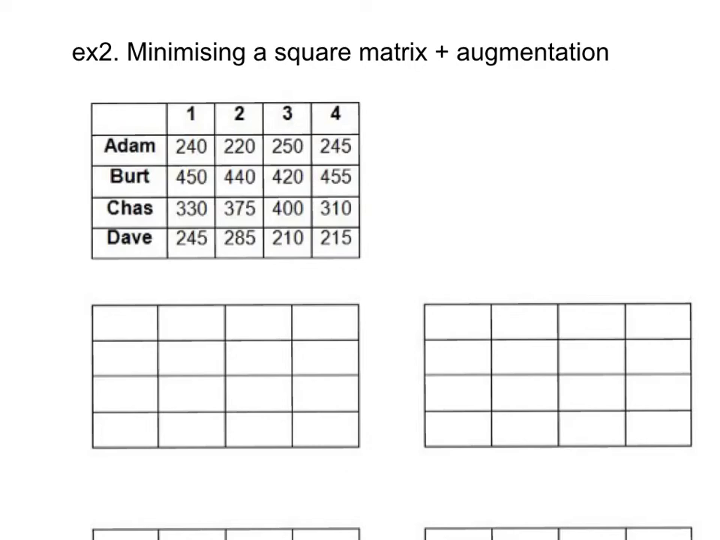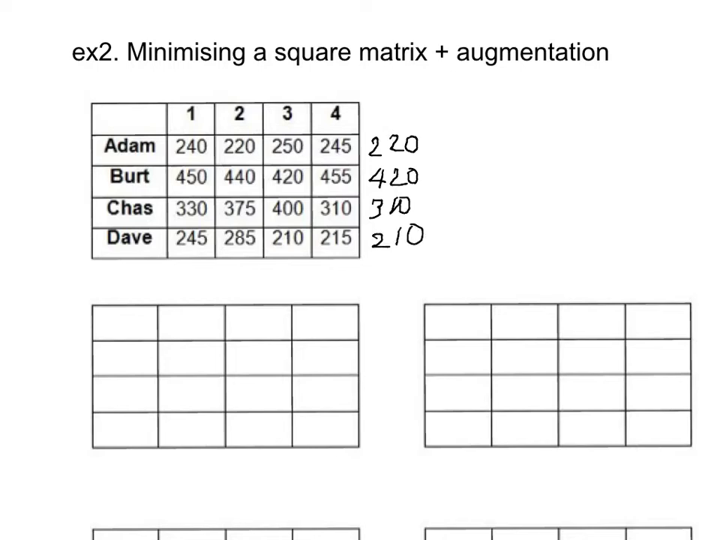In this example, I'm going to show you how to minimize a square matrix when augmentation is required. So, as always, I'm going to write down the row and column minimums. Row minimum for row A, 220, and B, 420, 310, and 210.